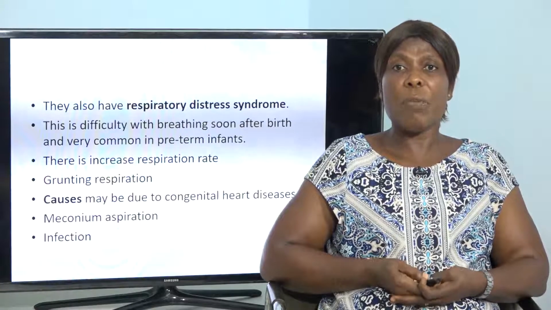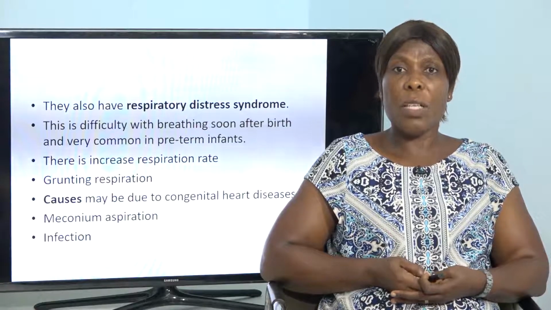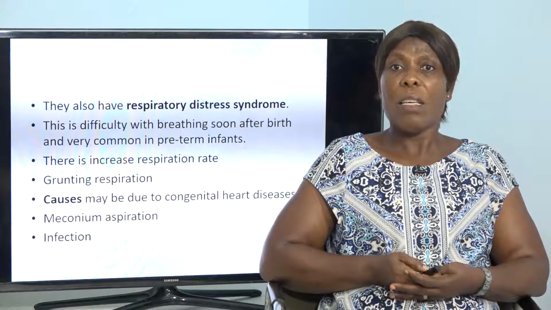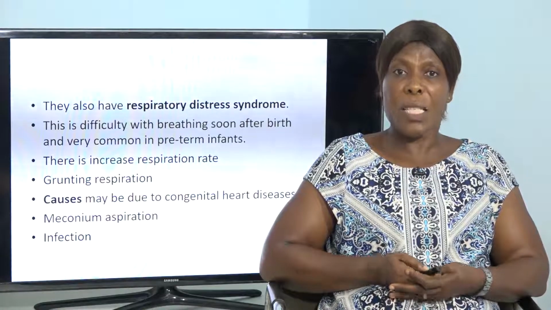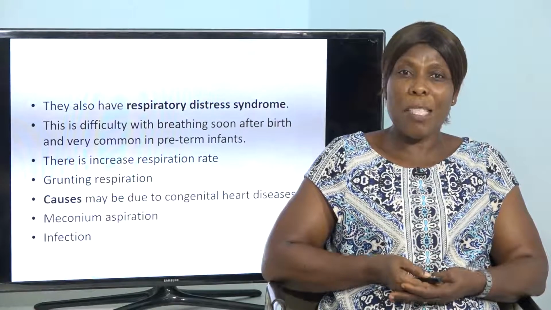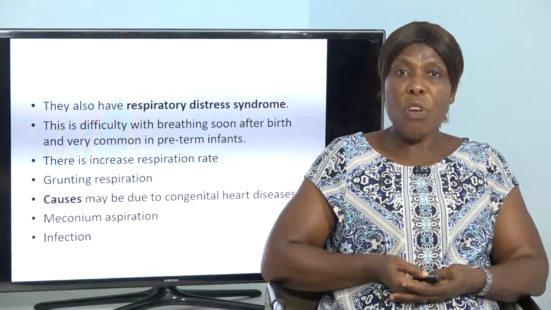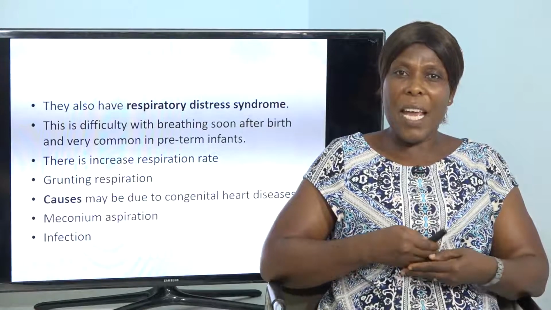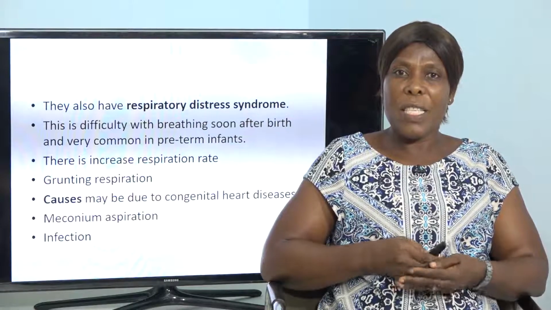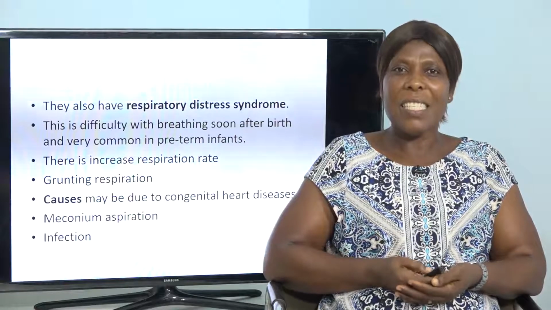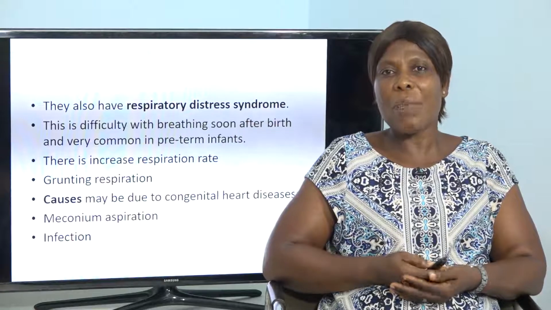They also have respiratory distress syndrome: difficulty with breathing soon after birth, increased respiration rates, grunting respiration. The main cause of this respiratory syndrome is meconium aspiration or infection. Meconium aspiration occurs when the baby passes meconium in utero. And you know we have amniotic fluid in utero, which cushions the baby. But if the baby has passed meconium in utero, it means that the amniotic fluid is mixed with the meconium, and then this baby takes in this amniotic fluid and aspirates it.